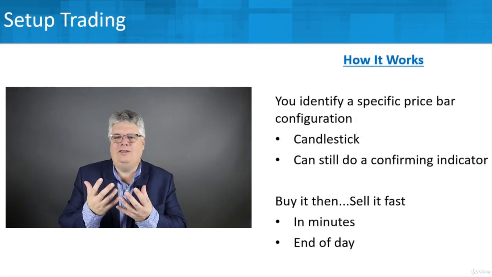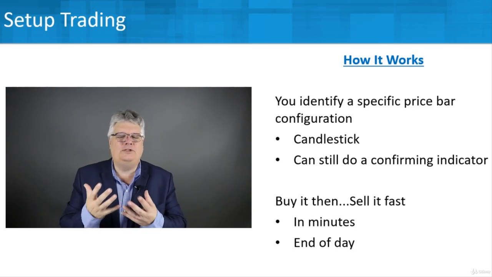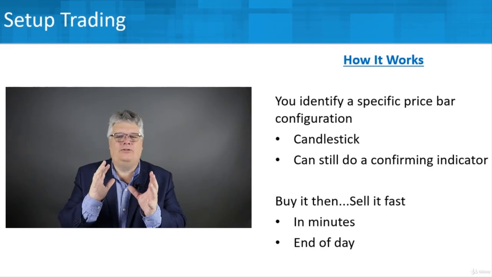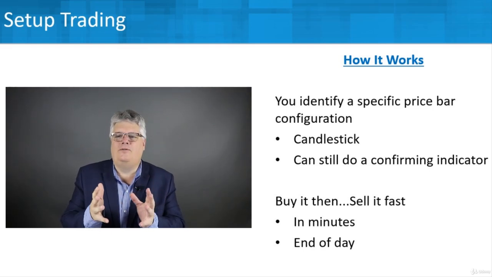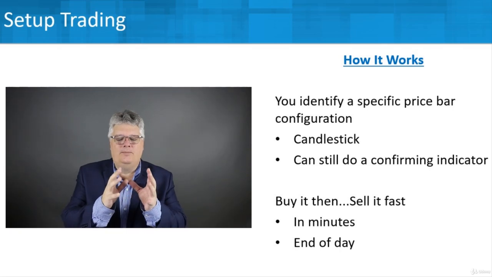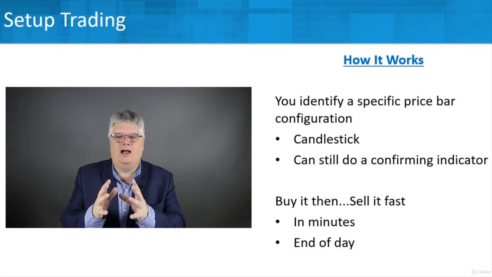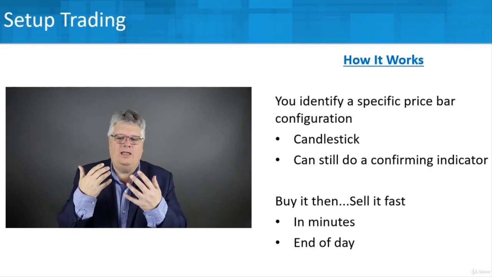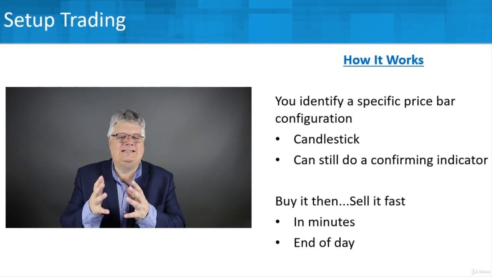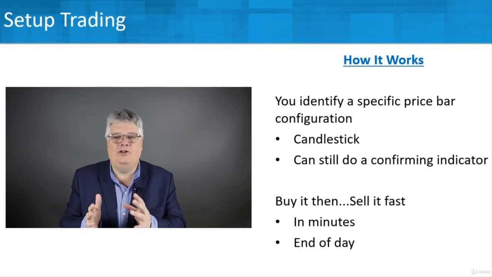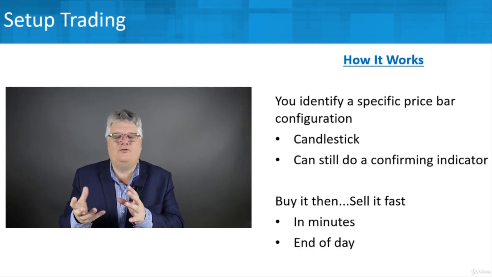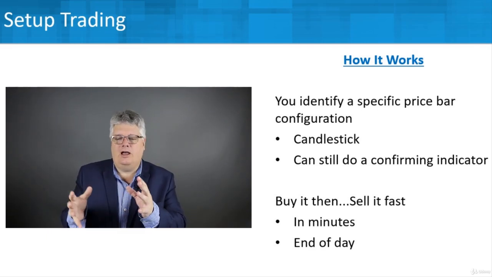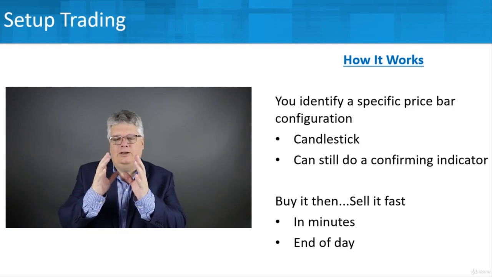So how it works: you identify a specific price bar configuration. You're looking for something you see. Once this happens, that's an indicator for me, and I'm going to take action. Let's say off of candlesticks, for example. You might be looking at a good candlestick combination within short time frames, maybe minutes, maybe hours, but probably even shorter, more like minutes. And you're looking for that certain setup, that certain situation. You can still have another indicator confirming it, RSI, whatever it might be. Fibonacci might be a good one to help confirm.